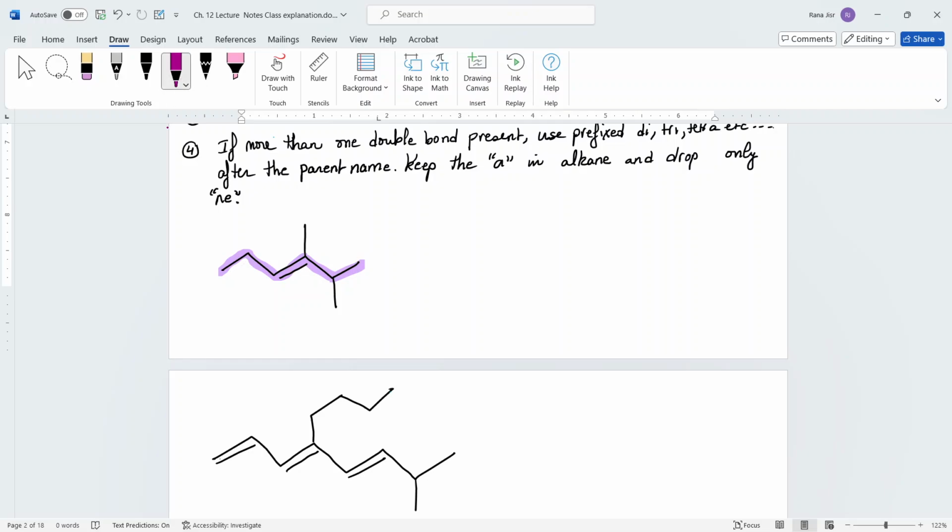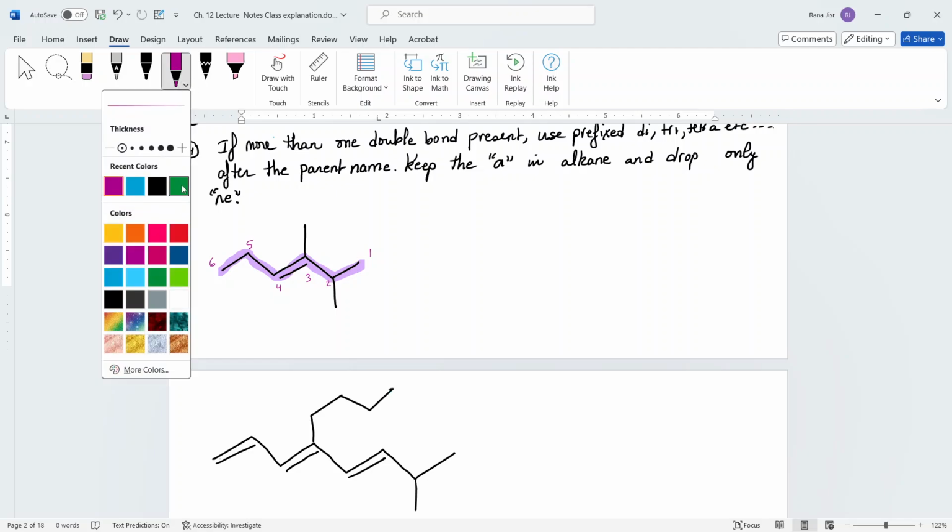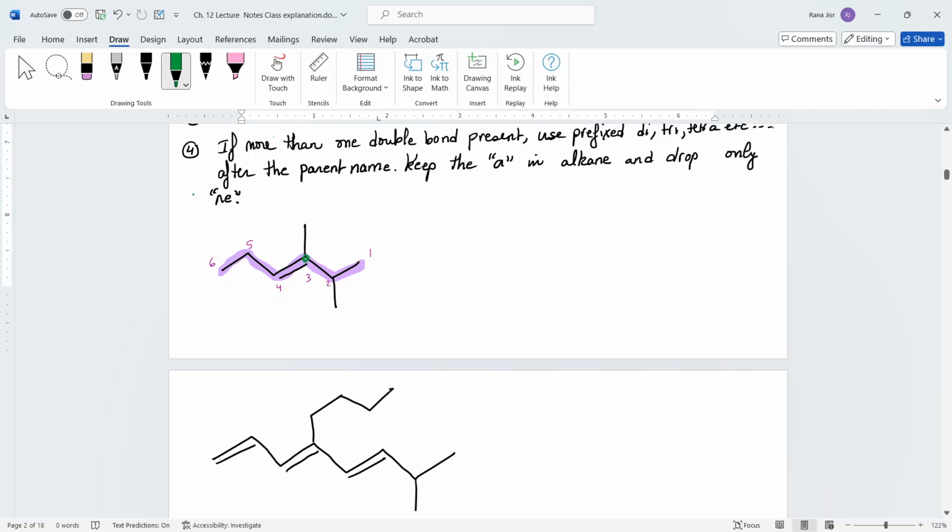And the rule says you need to give the double bond the lowest number possible. So if I start from here, then that is going to be 1, 2, 3, 4, 5, and 6. My double bond number is always the first number of the double bond carbon. So here my double bond number is simply carbon number 3. Okay. If I start from the other side, I'm just going to give another number over here. If I start numbering from here, then that double bond is still carbon number 3. So which way should I go?